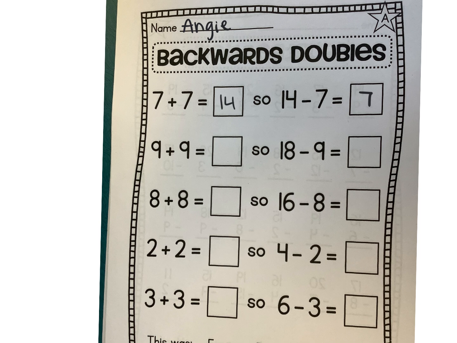So if 9 plus 9 is 18, then 18 minus 9 is 9. Okay, so 8 plus 8 is 16. Then 16 minus 8 is 8. Very good. Okay, so if we have 2 plus 2 is 4, then 4 minus 2 is 2. And our last example is if 3 plus 3 is 6, then 6 minus 3 is 3.